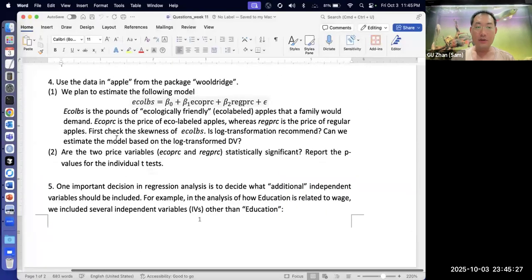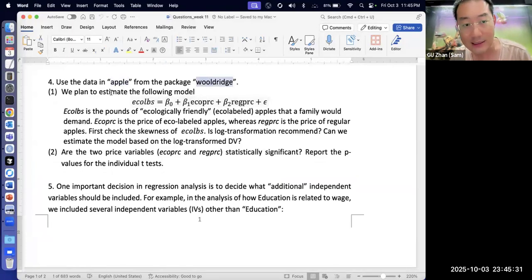Okay, next is to use the data set Apple from the package Wooldridge. We plan to estimate the following model. So this is the eco pound, the pounds of ecologically friendly labeled apples that a family would demand, and the eco price is the price of the eco labeled apple, and the reg price is the regular apple price.